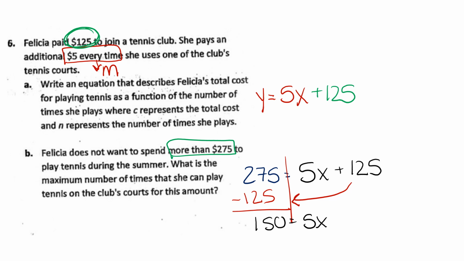The 5 and the x side by side means multiply. So again, we do the opposite, which is divide. 150 divided by 5 is going to give us 30. She can play 30 times and not spend more than $275.